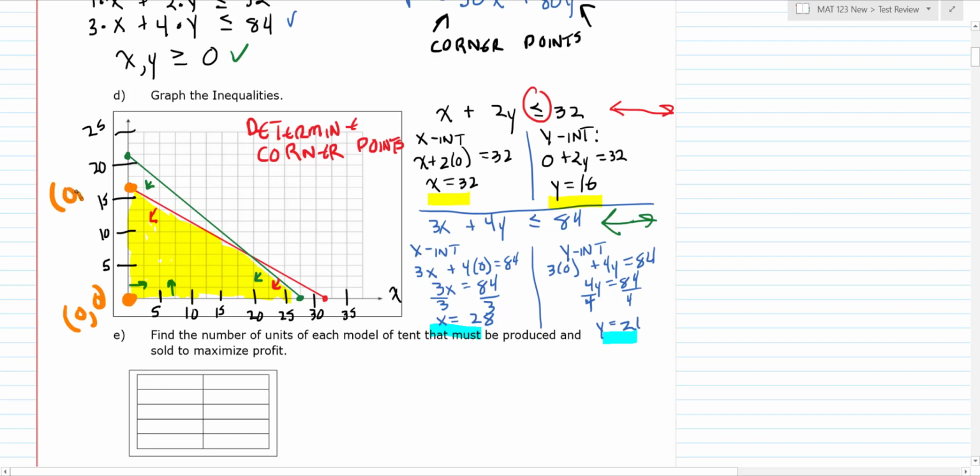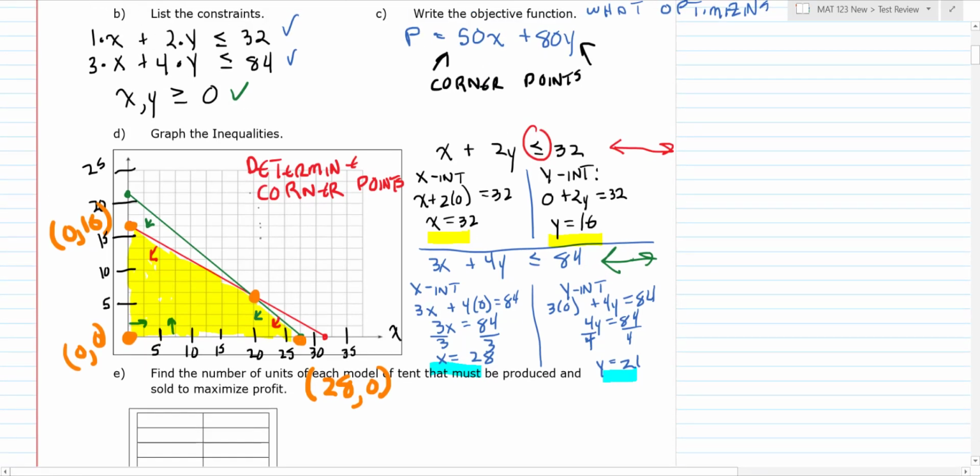That's the corner point 0, and then that's that y-intercept of 16. So that's a corner point. Another corner point is this one, which is over 28. See, the x-intercepts are 32 and 28, so that's 28, 0. And then you got this one, and then that one you got to do a matrix on. That's the intersection of your two inequalities.